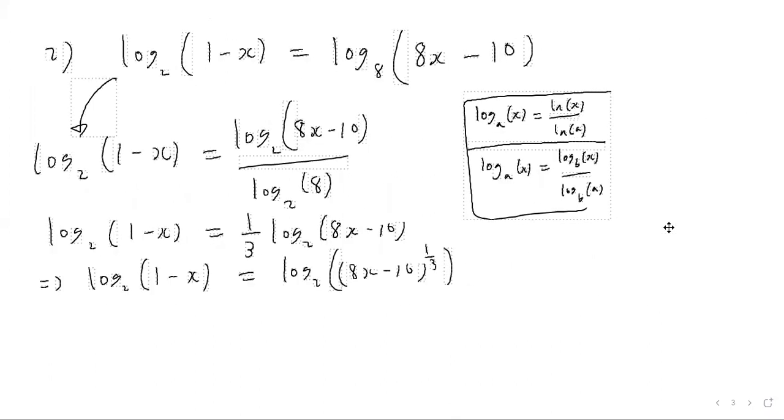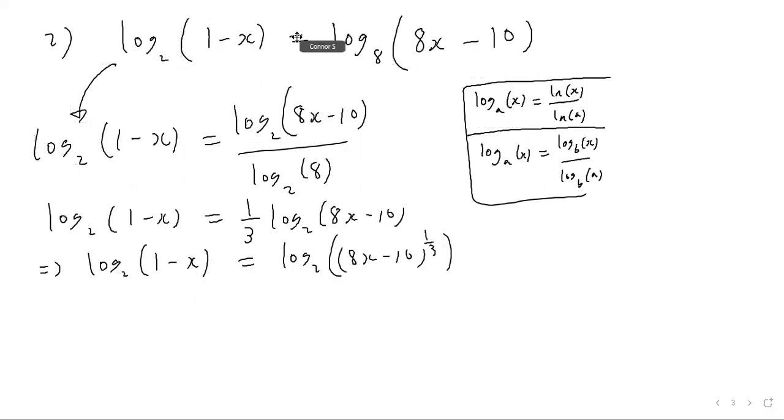So that means that if we raise both of these with a base of 2, so remember log base 2 of x is an inverse of 2 to the power of x. So we can raise both sides to a power of 2, and that will get rid of the log function. So we're just going to be left with 1 minus x equals 8x minus 10, all to the power of 1/3. So then what we can do now is we can cube both sides.